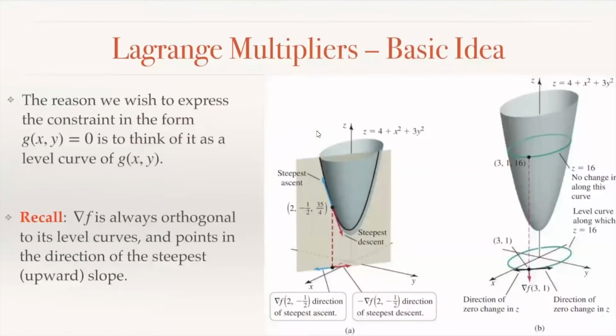So the reason that we wish to express the constraint in the form g of x y equals 0 is to think of it as a level curve of the function g of x y. Okay, and to recall that the gradient of f is always orthogonal to its level curves and points in the direction of steepest upward slope. So this is the picture from then. Here's a paraboloid, and we have its level curves, and the gradient is always facing orthogonal to the level curves of that function and pointing in the direction of steepest upward slope. And it's always orthogonal to the level curve because the level curve is pointing in the direction at that point that is no increase or decrease.